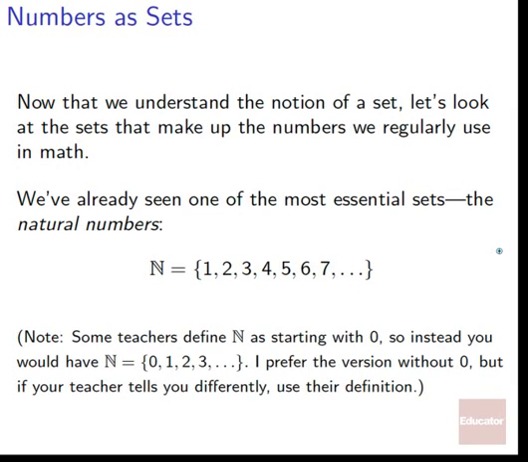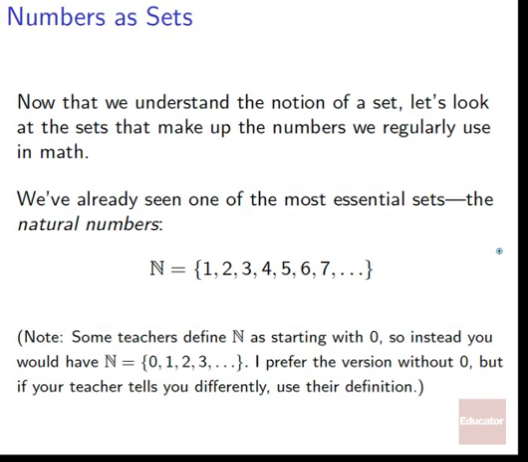The natural numbers. N equals 1, 2, 3, 4, 5, 6, 7. So this is just starting at 1 and counting on forever. This is our first, most basic set in many ways. Most basic infinite set, right? We get this idea of counting and never stopping from the age of 3 on, if not maybe even earlier. You start counting and you just never stop.